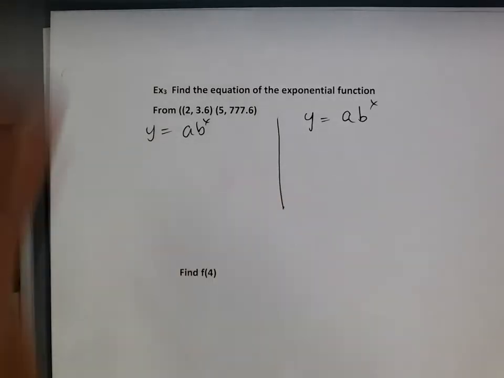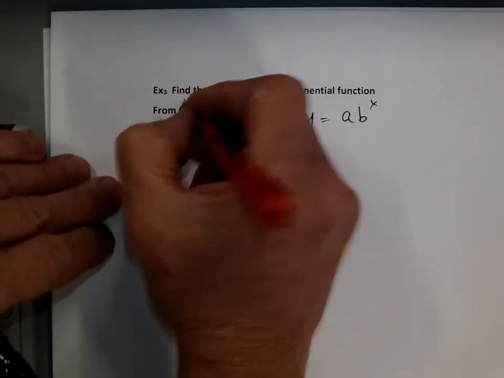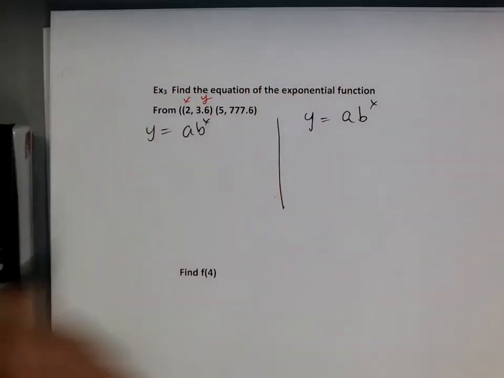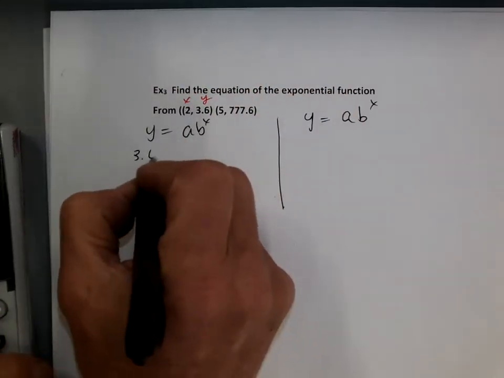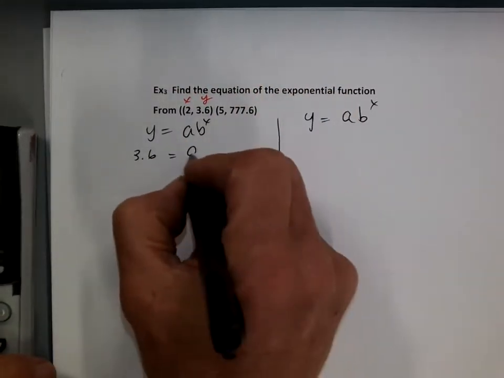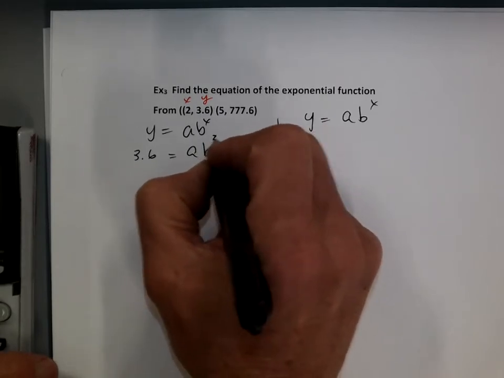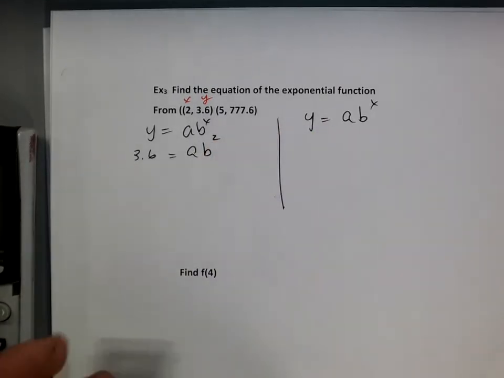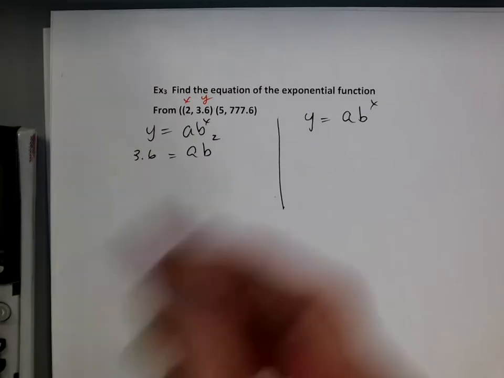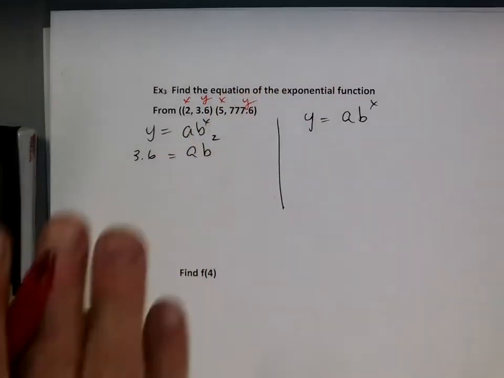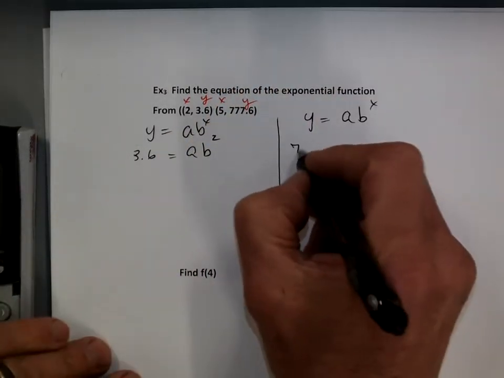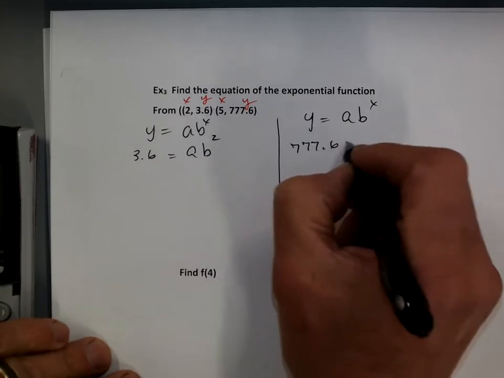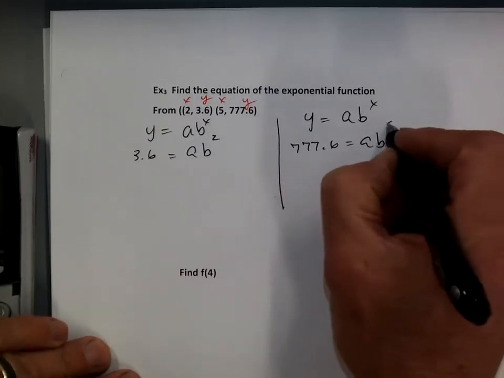So I'm going to put 3.6 in for y equals a b to the 2 power. And then I'll do the same thing here. I'm going to put in my x and y. I'll put 777.6 equals ab to the 5th power, okay?